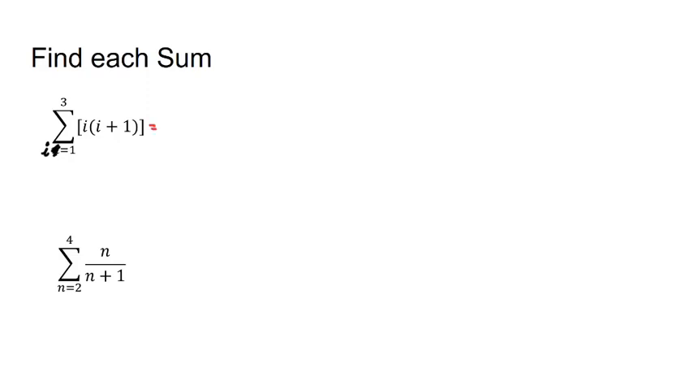So I'm going to get started on this first one. I'm going to start with substituting in a 1 for I. So we have 1 times 1 plus 1. And then I'm going to add that to 2 times 2 plus 1. Don't make the mistake of accidentally substituting a 2 in there. That's no good. And then my third one is going to be substituting a 3 now: 3 times 3 plus 1.